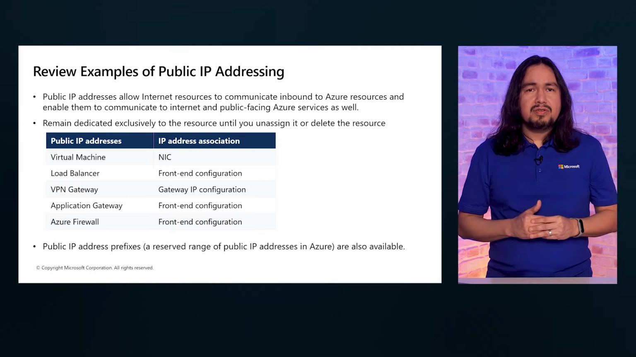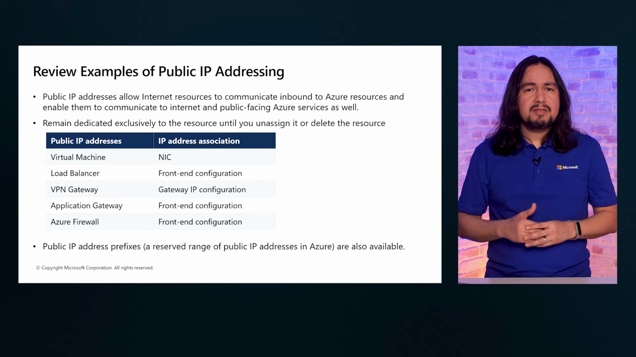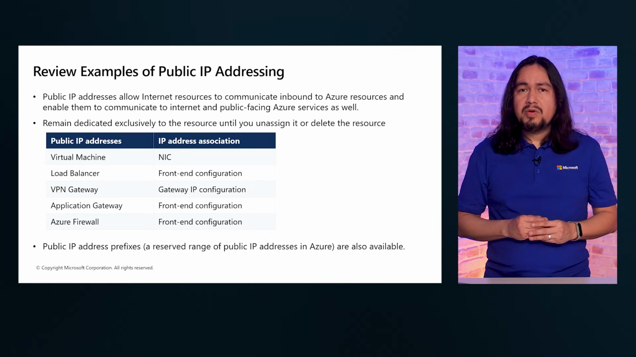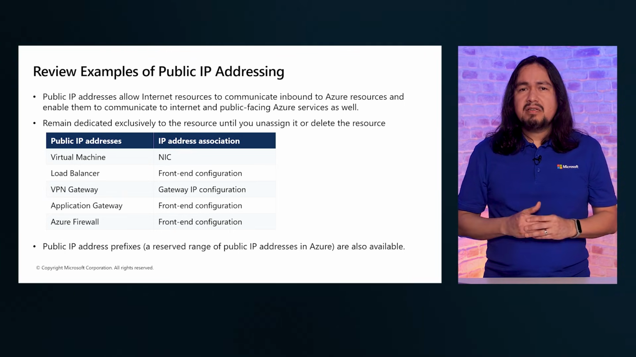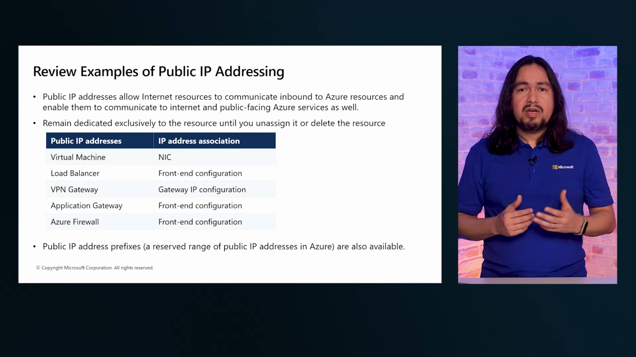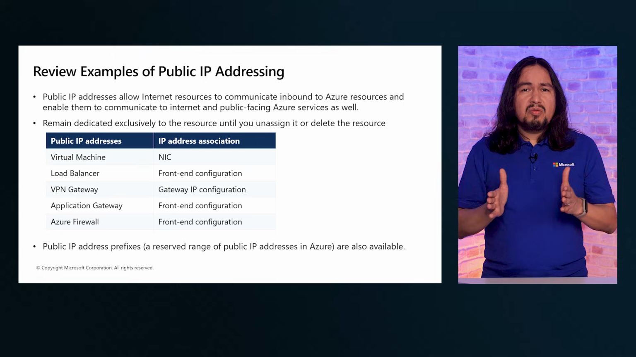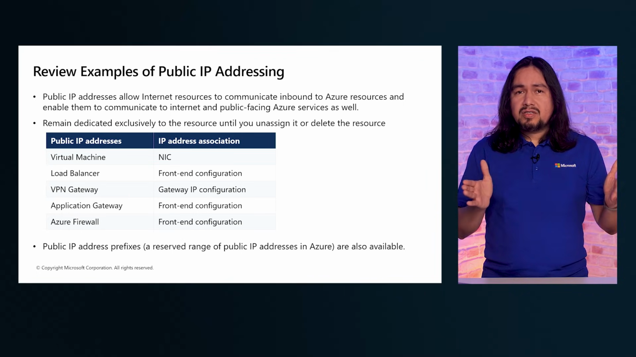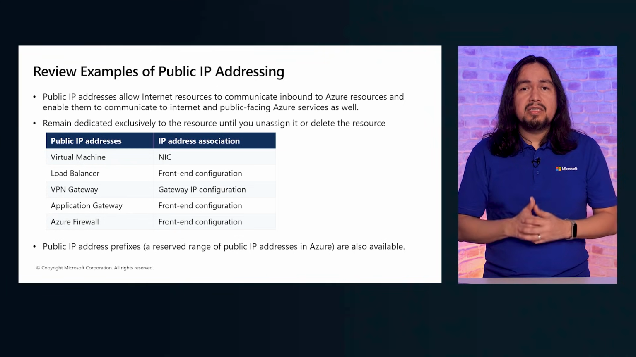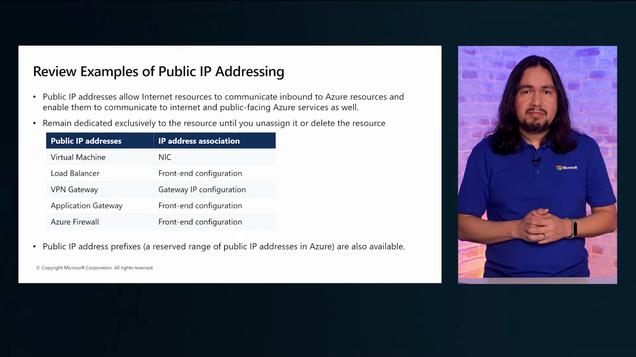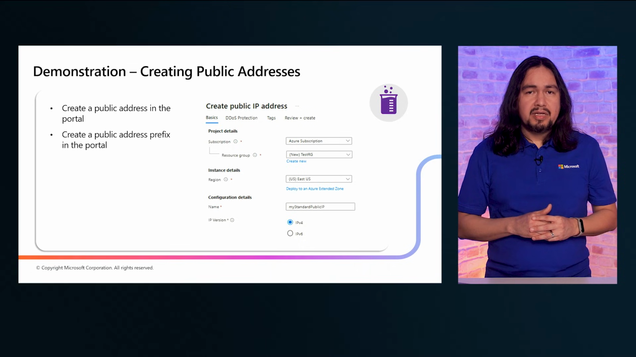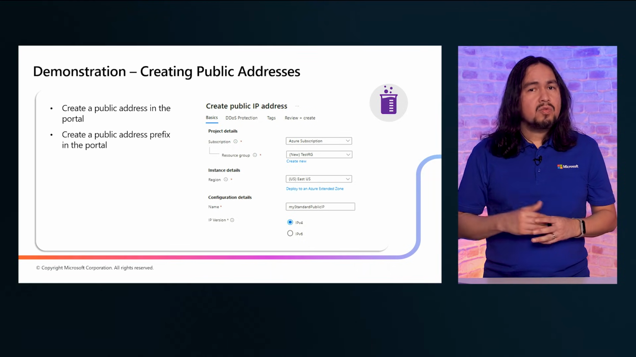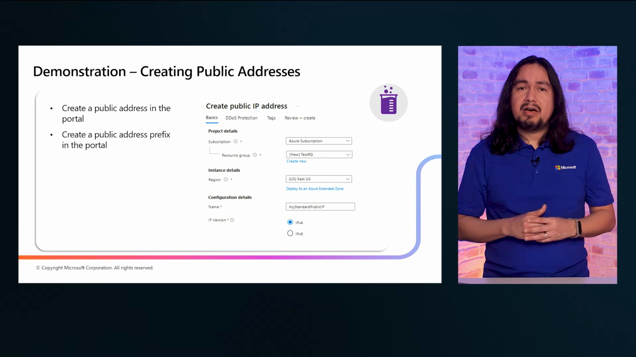Sometimes your Azure resources are going to need access from the internet. In these specific cases, you will need a public IP address. This address can be assigned to a virtual machine, a load balancer, a network gateway, or even a firewall. Sometimes you're going to need a range of reserved IP addresses from Azure. So in those cases, you will need a public IP address prefix. Now let's take a look on how to create a public IP address. In addition to that, we're also going to create a public IP address prefix.